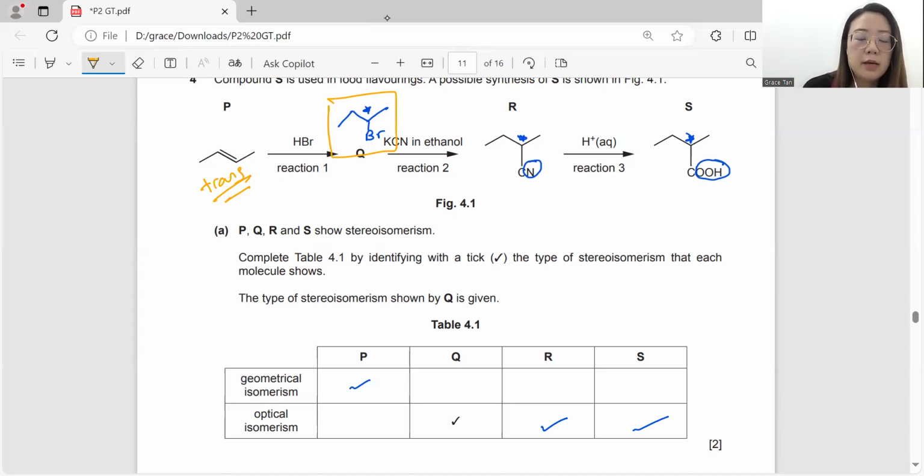Then, the halogenoalkane can react with KCN in ethanol. Then you form your nitrile. That one also has a chiral carbon, so optical isomerism. H plus means acidic hydrolysis, aqueous, hydrolysis in acidic condition. Then you give carboxylic acid. That one also has a chiral carbon. I put a star there, optical isomerism.